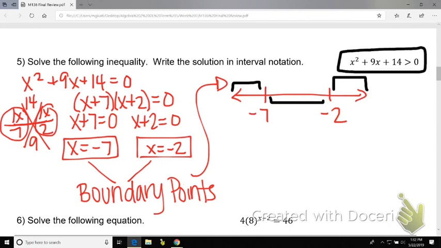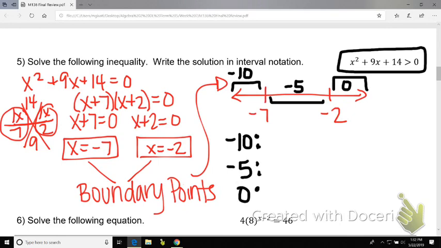Okay, so pick a number less than negative 7. Let's try negative 10. Okay, we'll try negative 10. This is going to be the point that we're going to test here in just a minute. And then a number between negative 2 and negative 7, let's go with, I don't know, negative 5. You could use negative 4 there if you wanted to. And then greater than negative 2, I'm going to use 0 because 0 is always a really nice number to do a plug and chug with.